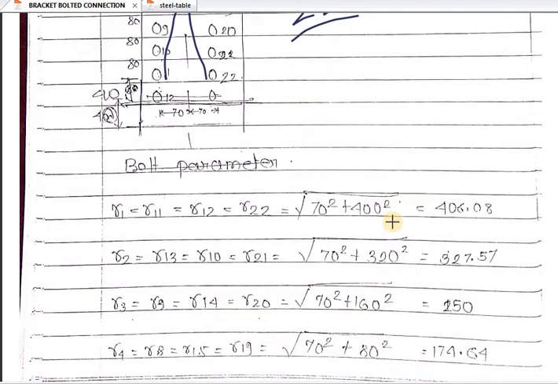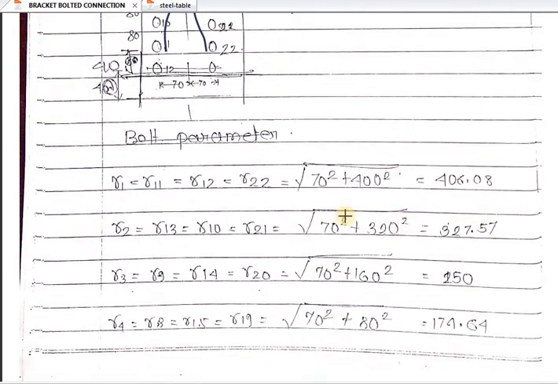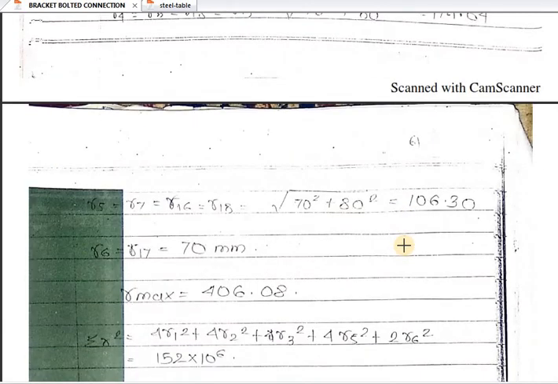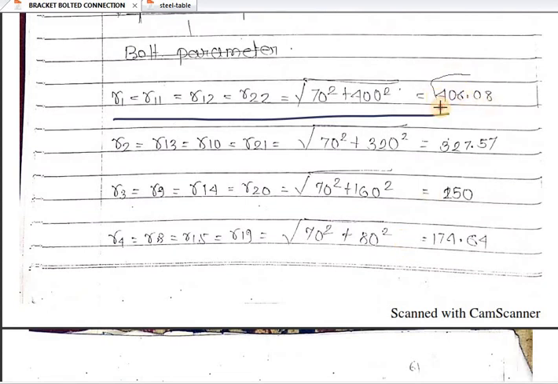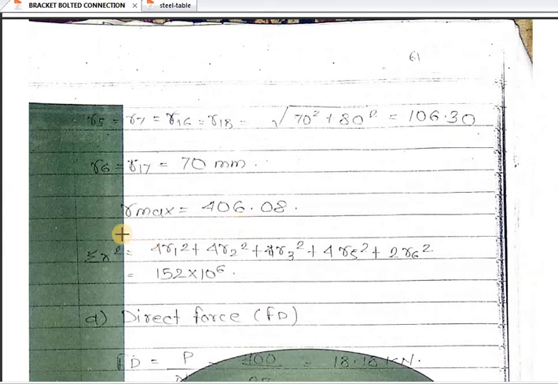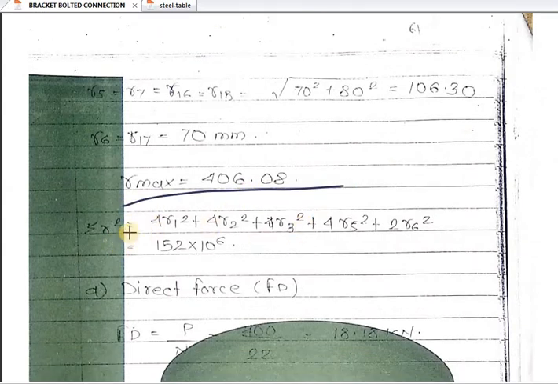So in this way we are redesigning for 22 number of bolts. The same distances we are calculating, R1, R11, R12, R22, with the same procedure to find the distances. What is R max? R max in this case is 406.08. Again we have taken the summation of all r square.